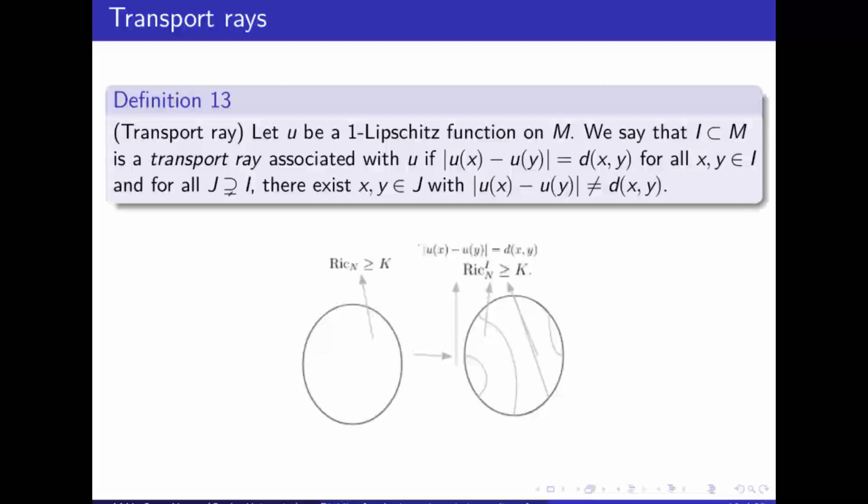This geodesic is called the transport ray. We first define the transport ray of a Lipschitz function u, where u satisfies a distance line property on the ray in the maximal sense, as in Definition 13. And we foliate a manifold into a collection of transport rays of the Lipschitz function u, so that the Ricci curvature bound remains on its transport rays.